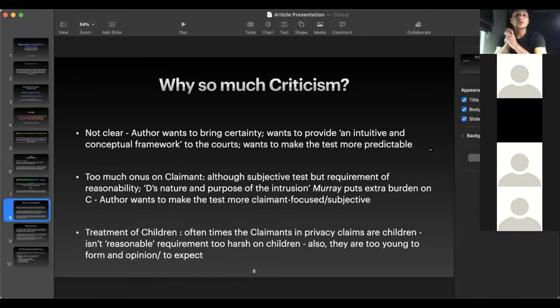And the third would be the treatment of children, because obviously you can't expect reasonability from children. So oftentimes, in many of the cases, the claimants would be children. So one may argue that the reasonability requirement is too harsh on children, because they are too young to form an opinion or to expect anything.